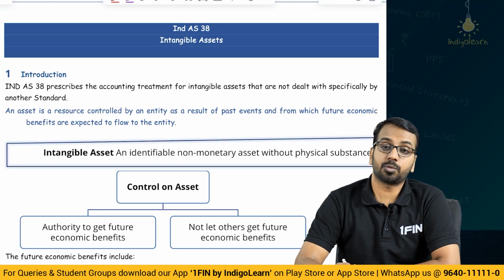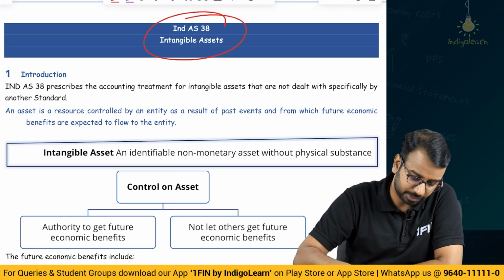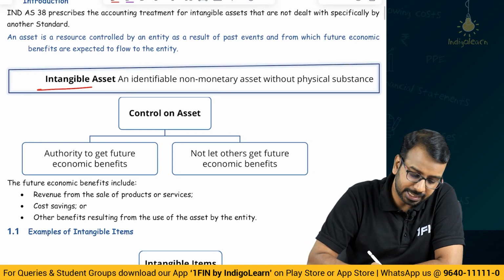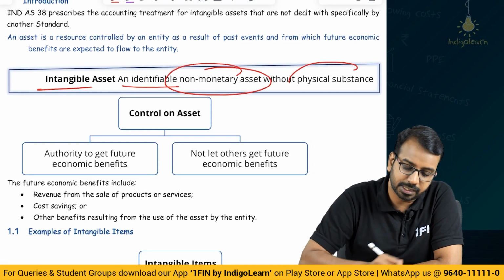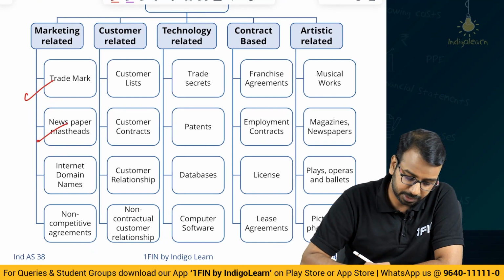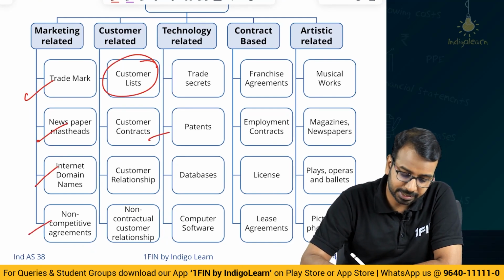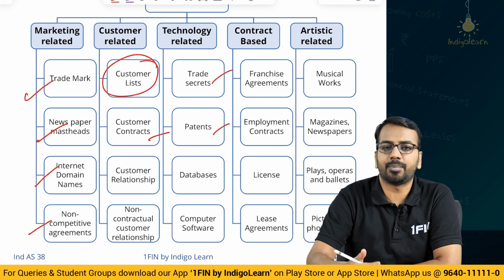Then moving on to the next one, that is intangible asset. IndAS 16 is tangible, IndAS 38 is intangible asset. Now intangible asset is an identifiable non-monetary asset without physical substance. There is no physical substance. Examples could be trademark, newspaper, internet domain names, non-competitive agreement, customer list, customer contracts, trade secrets, patents. All of these are examples of intangible asset.